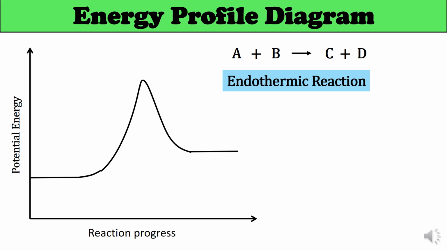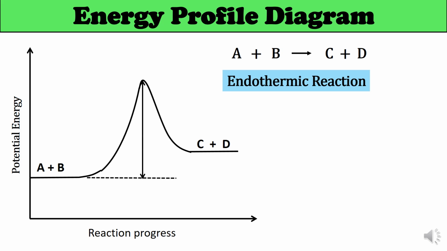So for endothermic reaction, potential energy of the product is higher than reactant. Next, label the reactant at the beginning of the line and product at the end of the line. So you need to label reactant and product same as in the balanced equation.